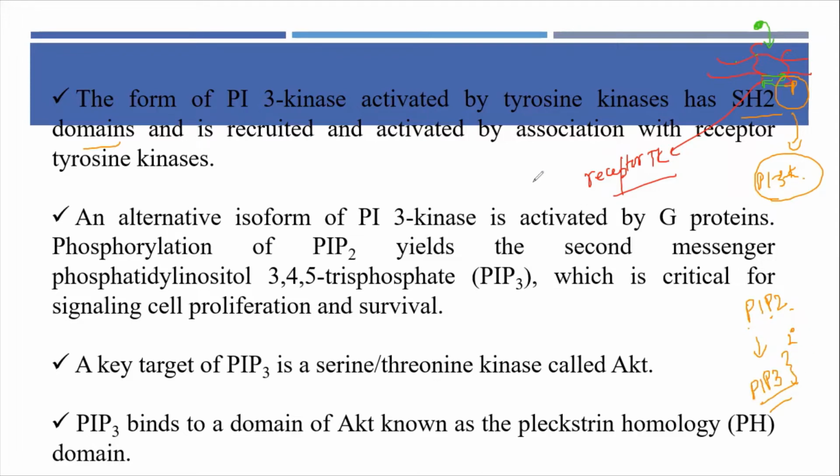Clear? So in the previous case of the GPCR, if you remember, we talked about cyclic AMP. There the cyclic AMP formation was acting as the secondary messenger in the cell signaling. Now here we have got the PIP3.